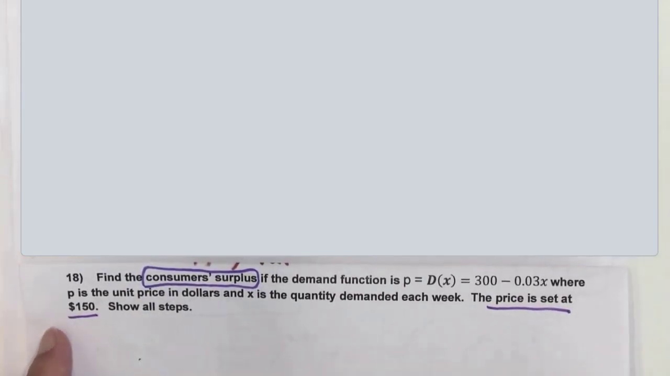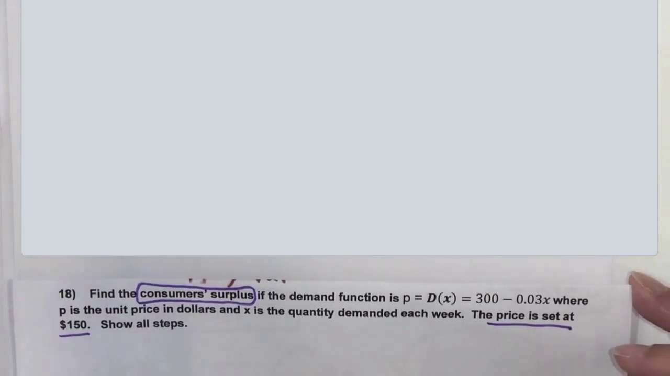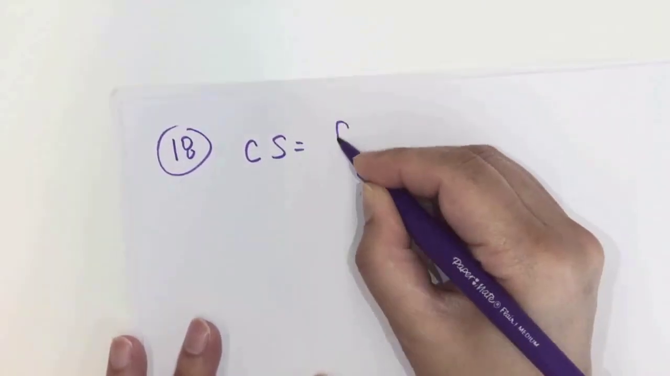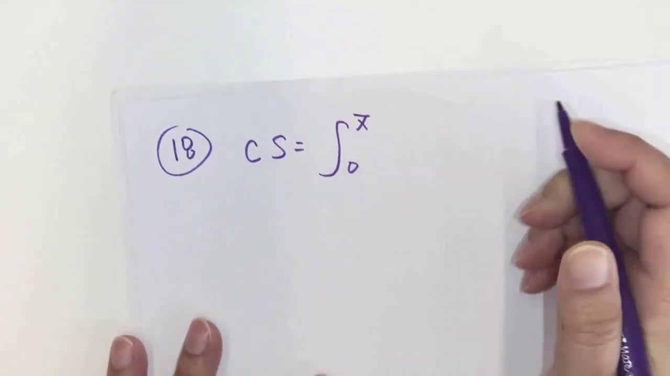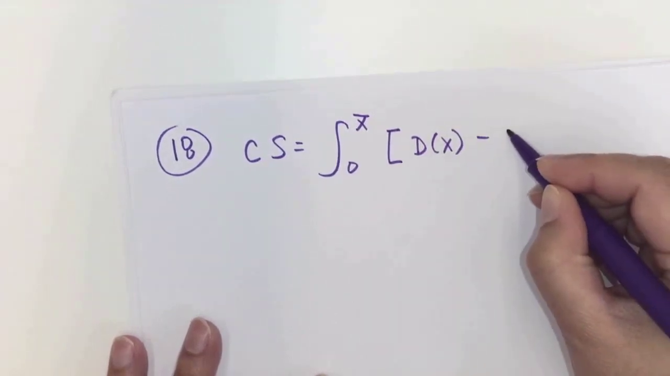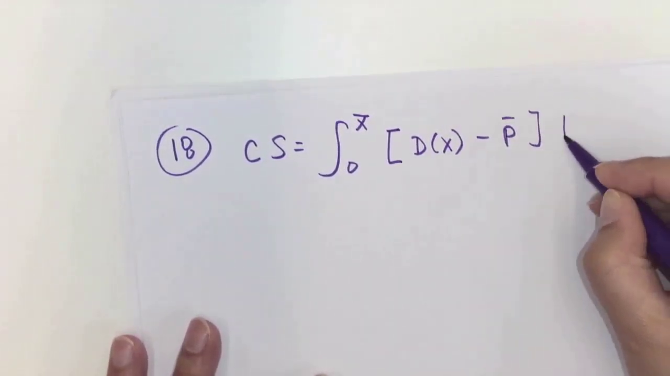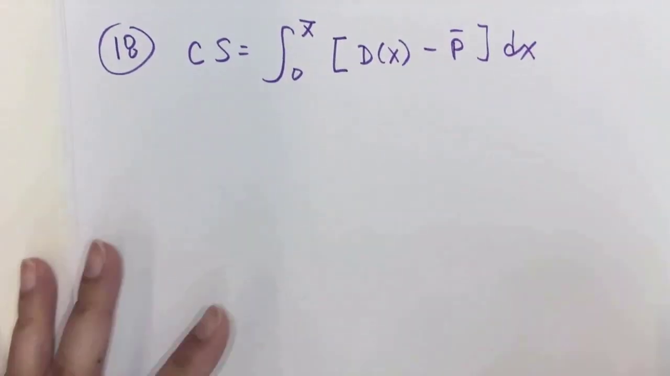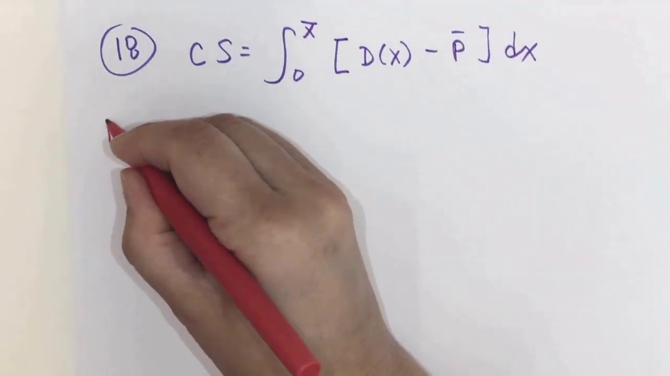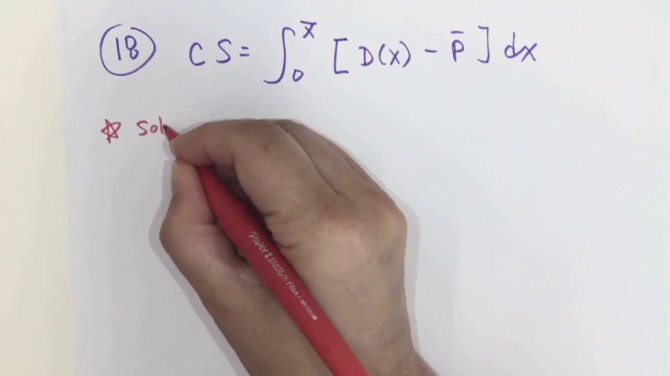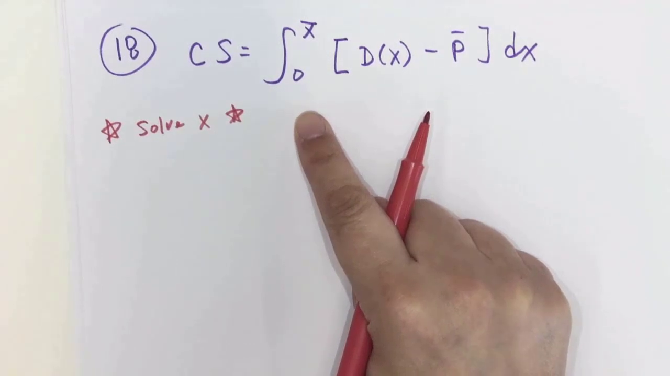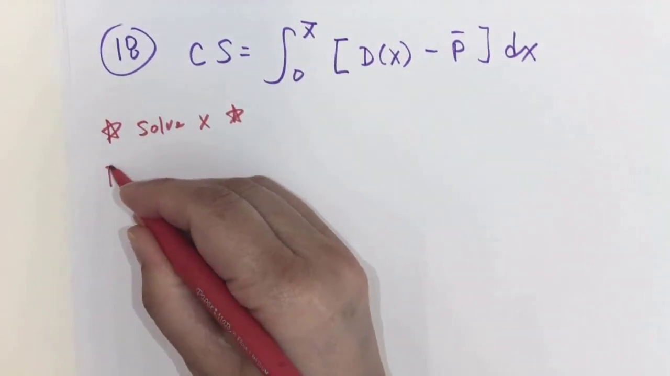They want to find the consumer surplus, so the consumer surplus had a certain formula. The consumer surplus equals the integral from 0 to x, where x is the number of units, of the demand function subtracting the price, and then dx. So this is the formula we're going to use. Very important, and this is the part that most students get stuck on: they need to solve for x, how many units, first, because you don't have enough information from the question. In order to solve for x, we can use the price function that's given to us.